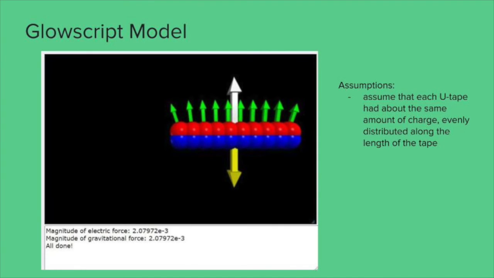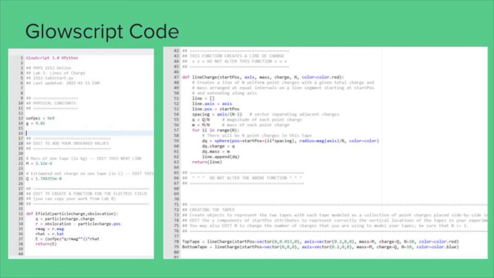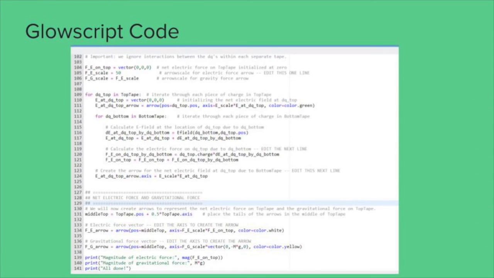Each tape is assumed to be 10 point charges each, and each charge produces an electrical force on the opposing point charges on the opposite tape. Assumptions made throughout this experiment was that each U-tape had about the same amount of charge evenly distributed along the length of the tape. Following my model is all the code used to calculate the distributed charge, as well as gravitational force and electrical force.